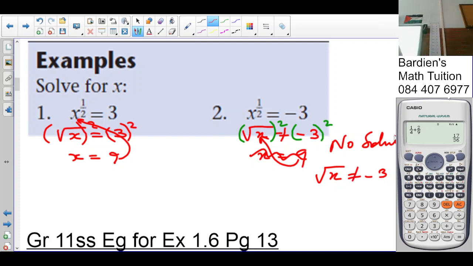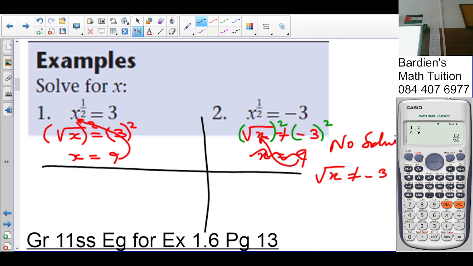So now, how would we have known if it was coming from the fact that x to the half is equal to 3? To get rid of the exponent of a half, I would square both sides. So what's a half times 2? 1. And that's what I want. That's why I chose 2 in particular. If it was 3, then I would have said raised to the power 3. So 3 squared is 9. That is fine. However, on this side here, x to the 1 over 2 is equal to negative 3.